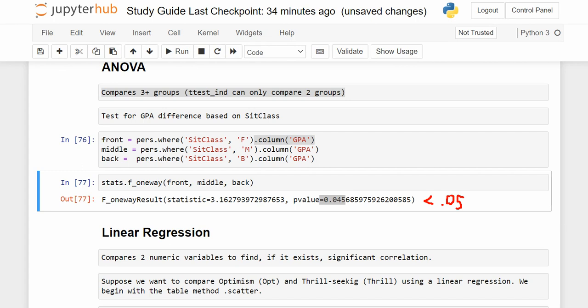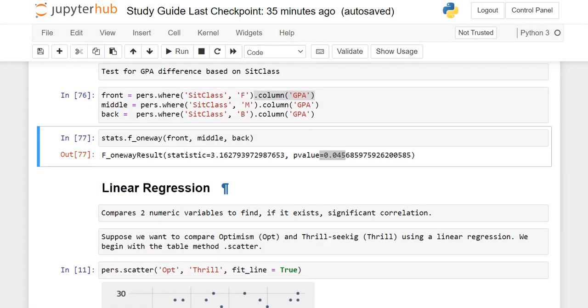So it is interesting, and if you'd like, you can do the means. You can do NP average for front and NP average for middle and NP average for back and see which has the highest average GPA if you'd like to do that. But again, don't put too much weight on it.